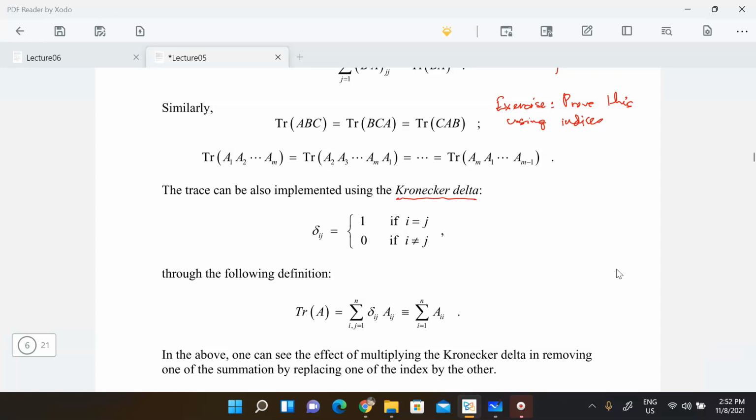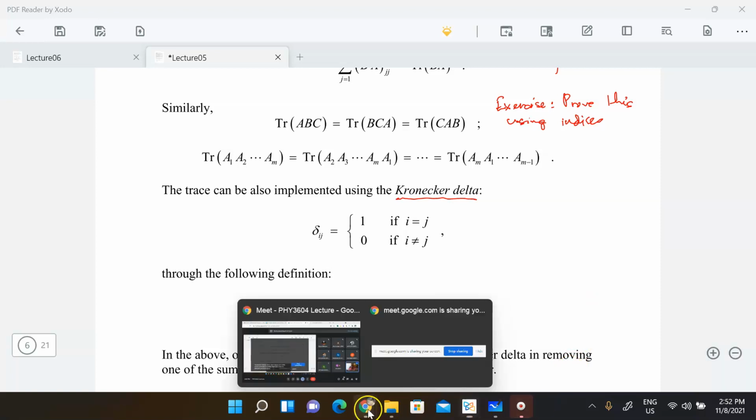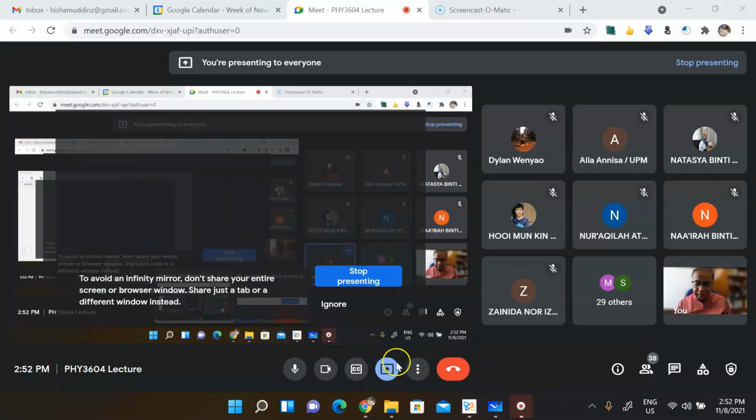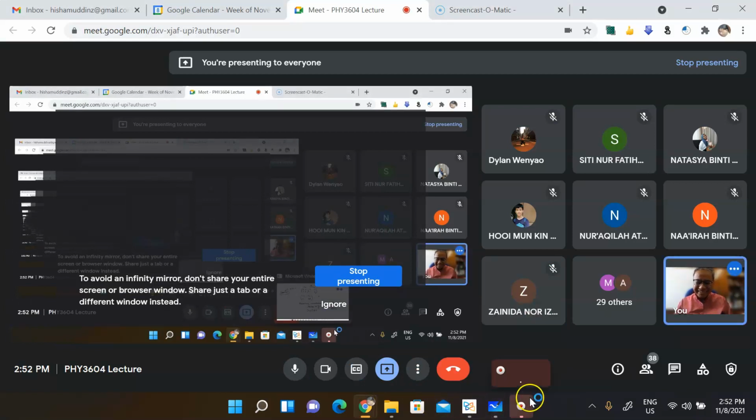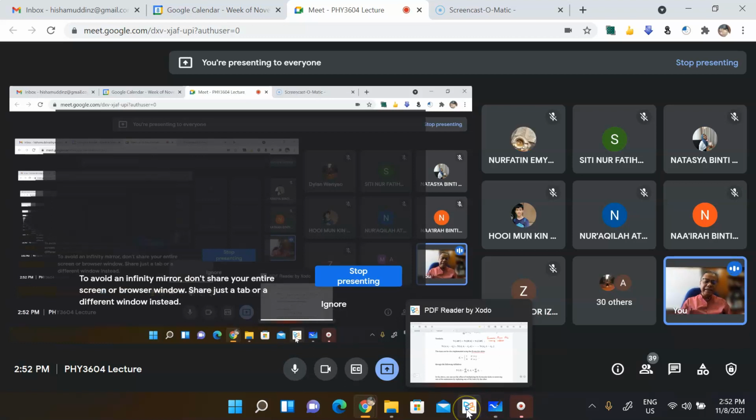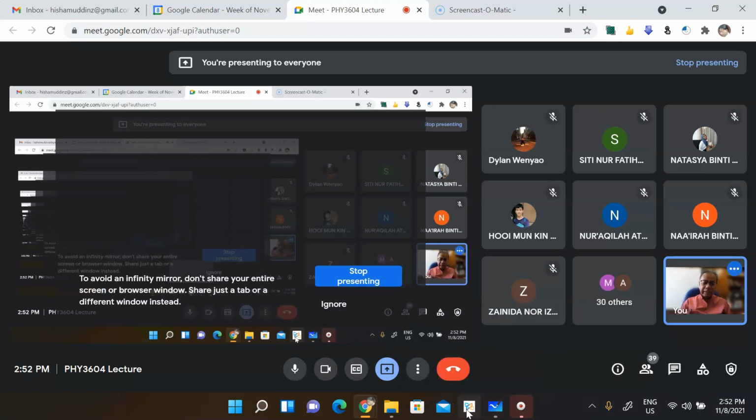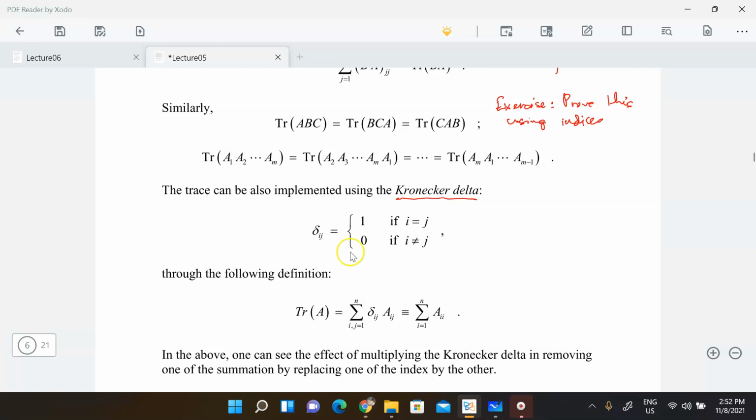Has anyone heard about the Kronecker delta before? Again, yes or no? So okay, the Kronecker delta is just a constant, a constant that depends on the index. So if the index is the same, then you get a 1. If the index is not the same, then you get a 0.